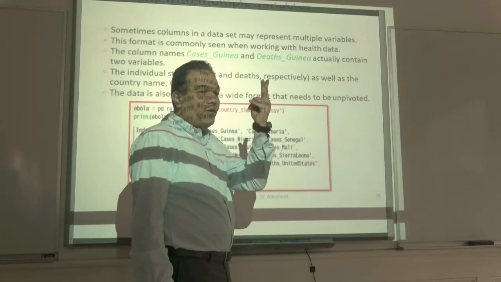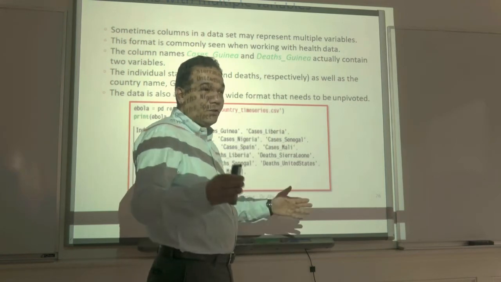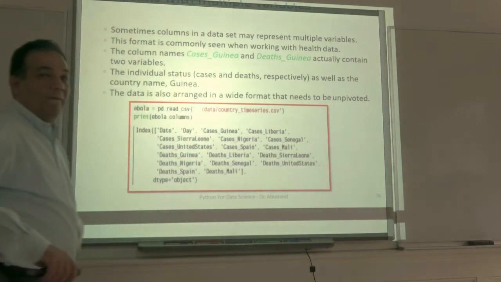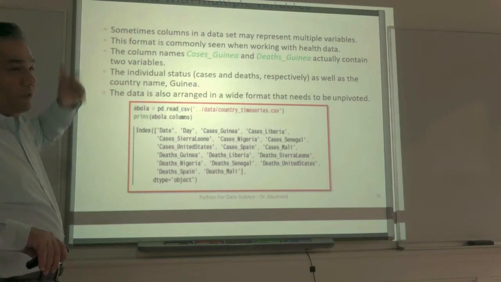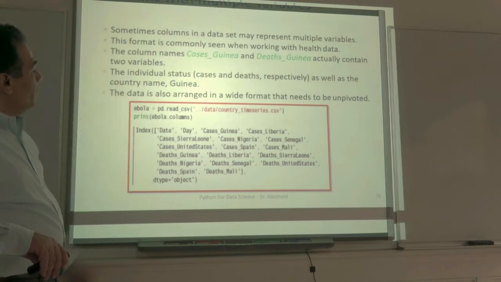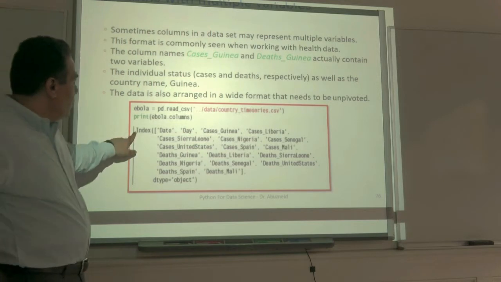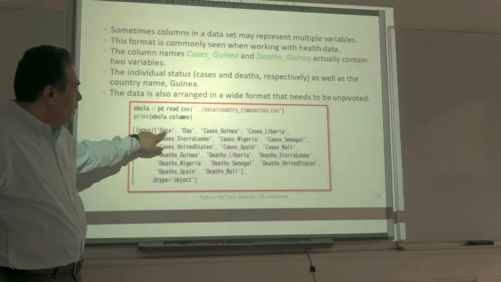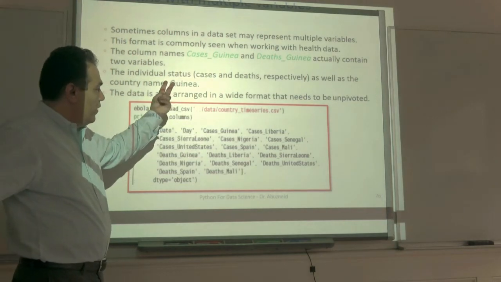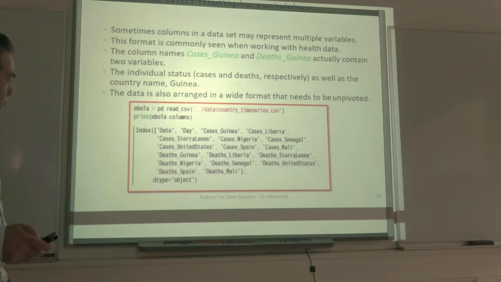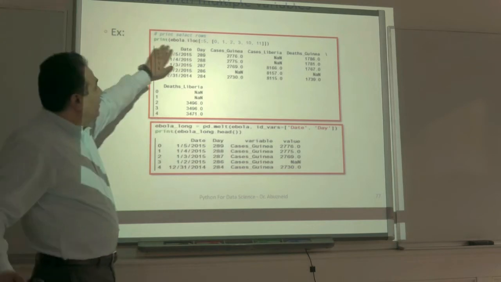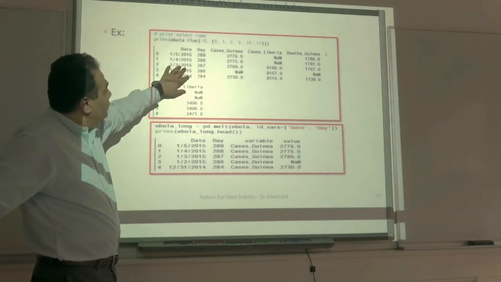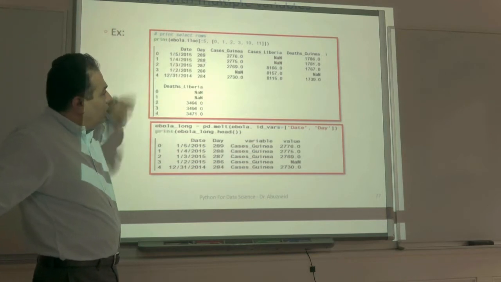So one column has how many variables? Two. So you have to separate them. The individual status, cases, is one variable, and the country is another variable. So for that, what do you have to do? When you look at, for example, the columns, you have date, cases_Guinea, which is two variables, and so on and so forth. That's how you print some of the columns and some of the rows. You have date, cases_Guinea, Liberia, Ghana, and so on.